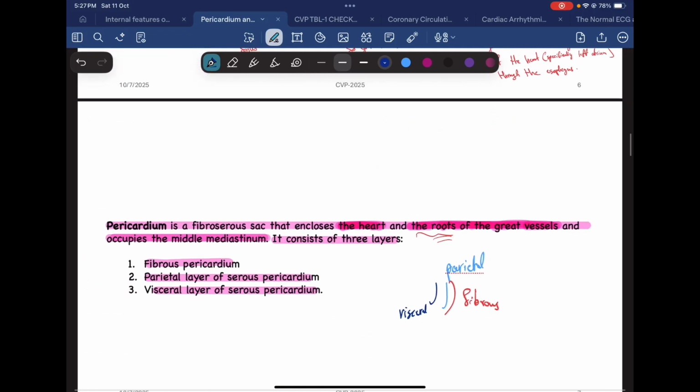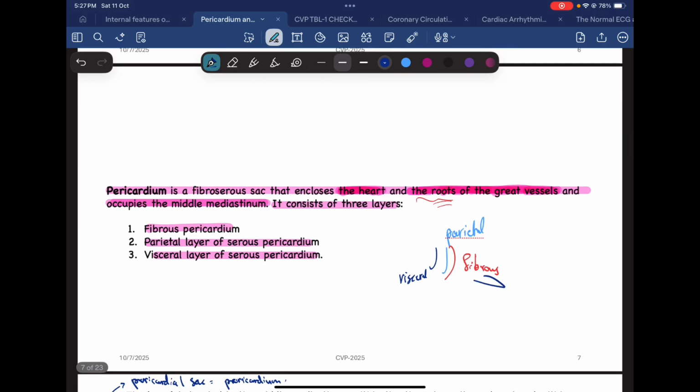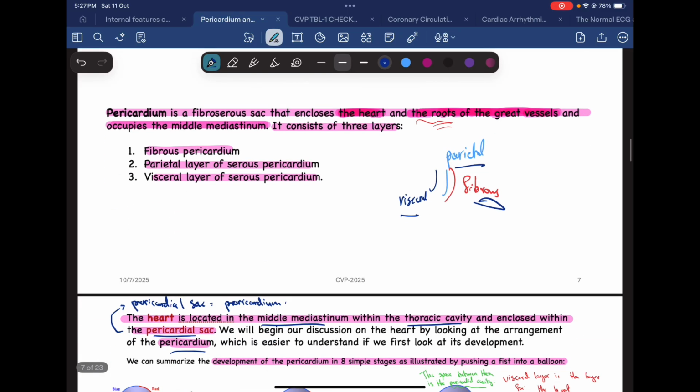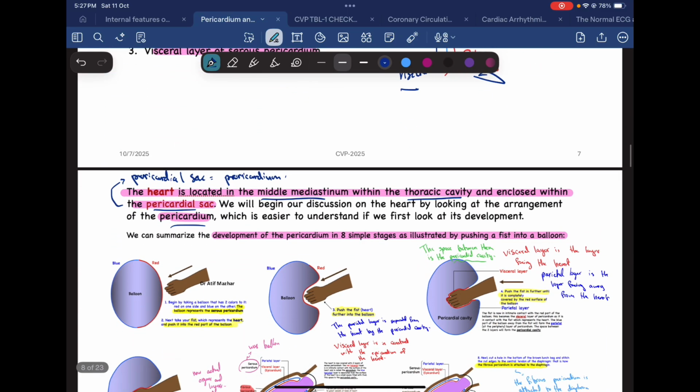Now, let's talk about the pericardium. It's a fibrous sac that encloses the heart and the great vessels, the roots of them specifically. It's in the middle mediastinum. Alright, it has three layers. You have the fibrous one, which is the outermost, you have the parietal and the visceral. Visceral, from its name, visceral means organ, so it faces the heart. Parietal is just there, different names.